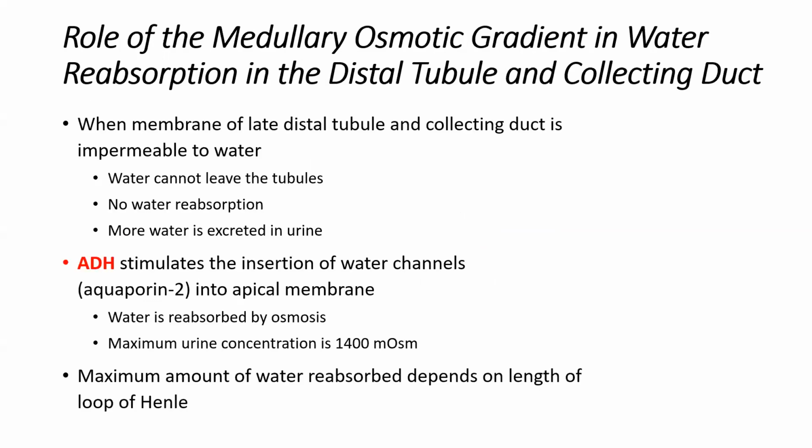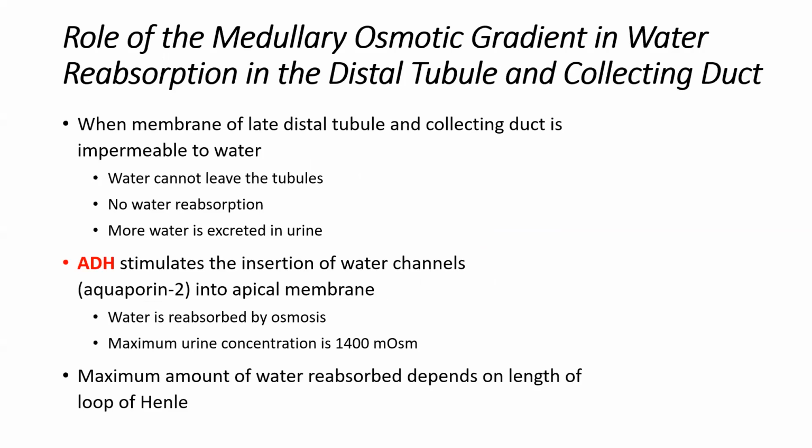Okay, so when the membrane of the late distal tubule is impermeable to water, water cannot leave the tubule because we don't have those aquaporin 2 channels on the apical membrane. So we cannot reabsorb water, and then more water is going to be lost in the urine. This is going to make the urine more watery or have a lower osmolarity.